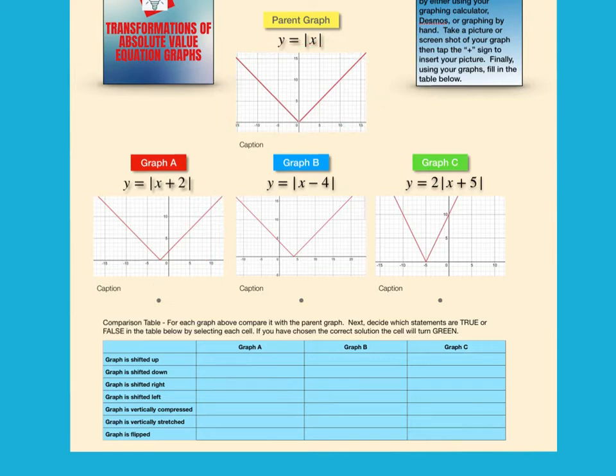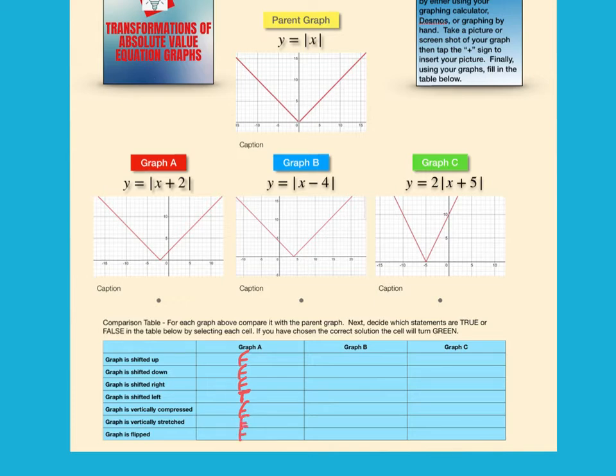Did it shift up? No. Did it shift down? No. What about left? There we go. And then did it compress, stretch, or flip? We see that those would also be false. So the only thing true about this is that it shifted to the left.